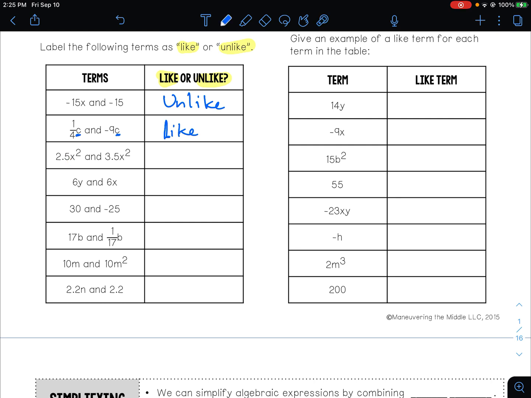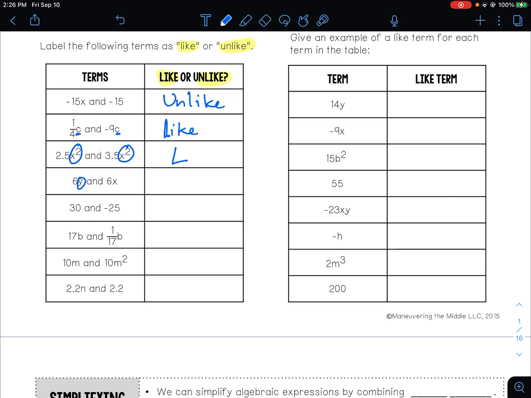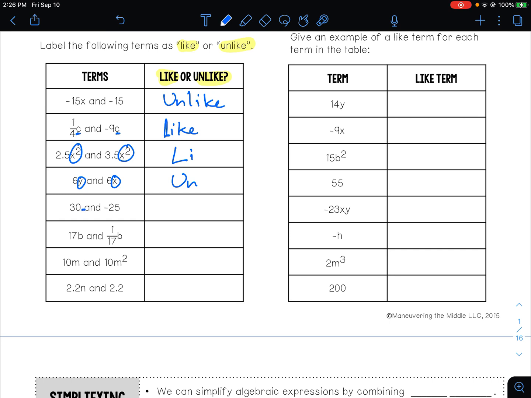All right, let's take a look at this one. It's the x squared and the x squared, that means they are like. The y and the x, y and x are unlike. 30 has no variable, and neither does negative 25, so those are considered like terms. 17b and 1 over 17b, those are like terms. 10m and 10m squared, they are both m's, but they are m's to different powers, so they are considered unlike terms. 2.2n and 2.2, there's nothing there, so they are unlike terms.